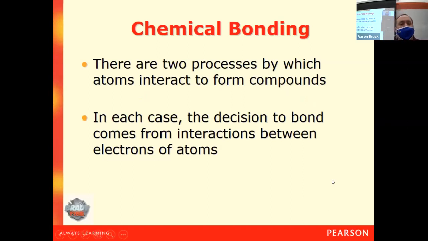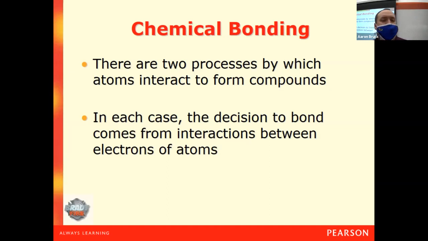The real topic for today that we want to get into is about chemical bonds. When it comes to chemical bonding, there are really two primary processes that atoms can use to create compounds. So if we're going from individual atoms of elements to an overall compound, there are two primary ways that that can happen.